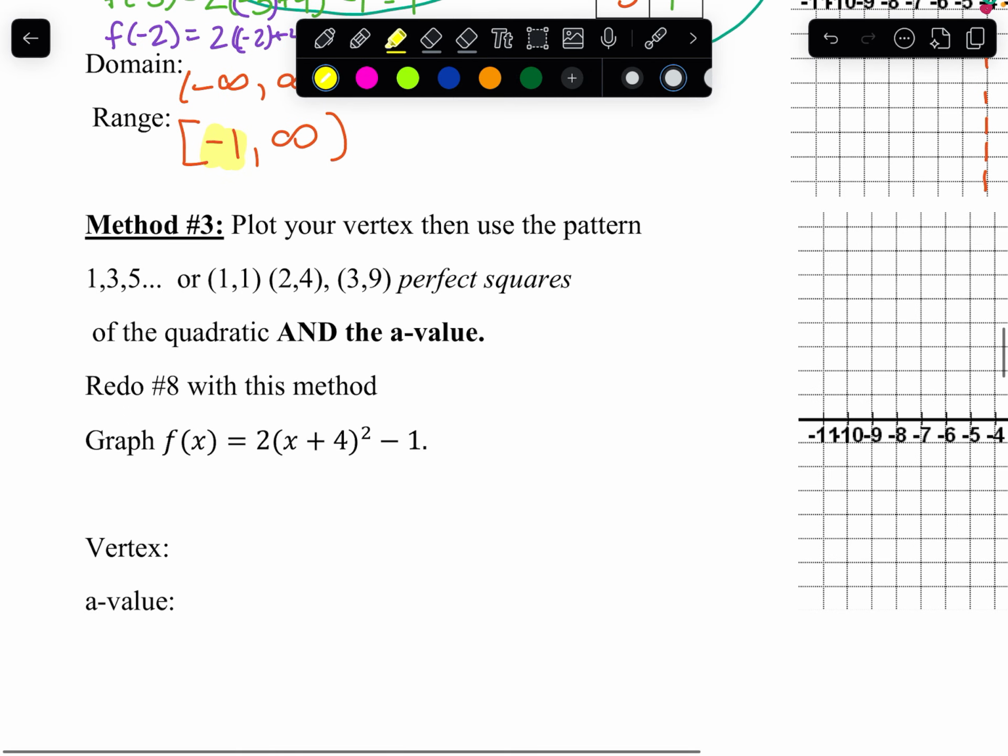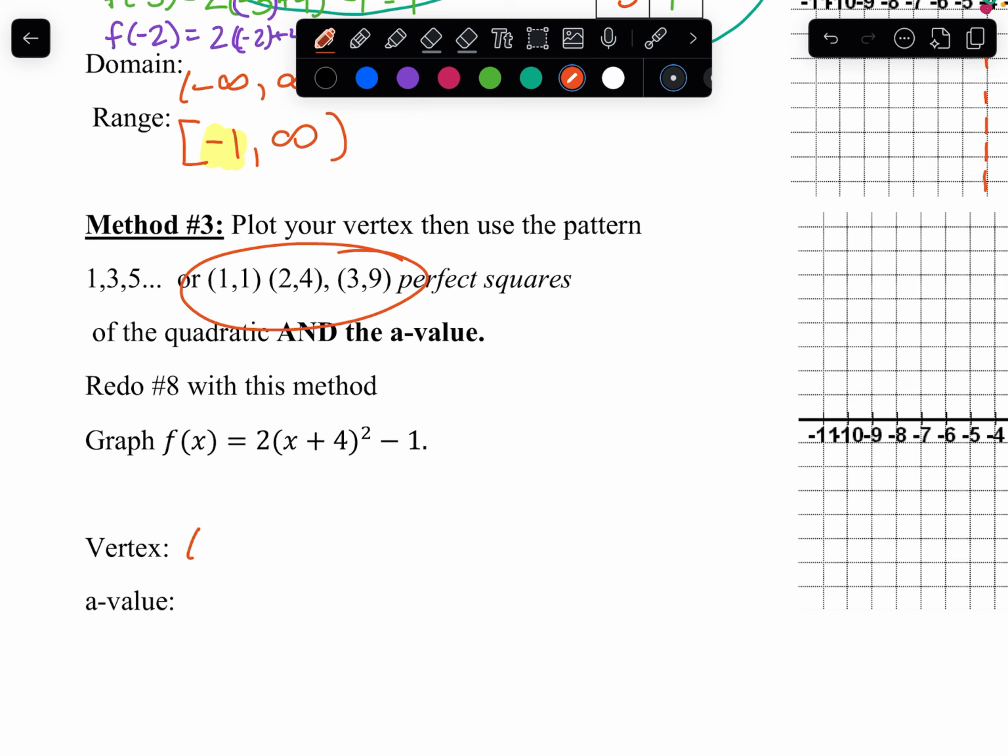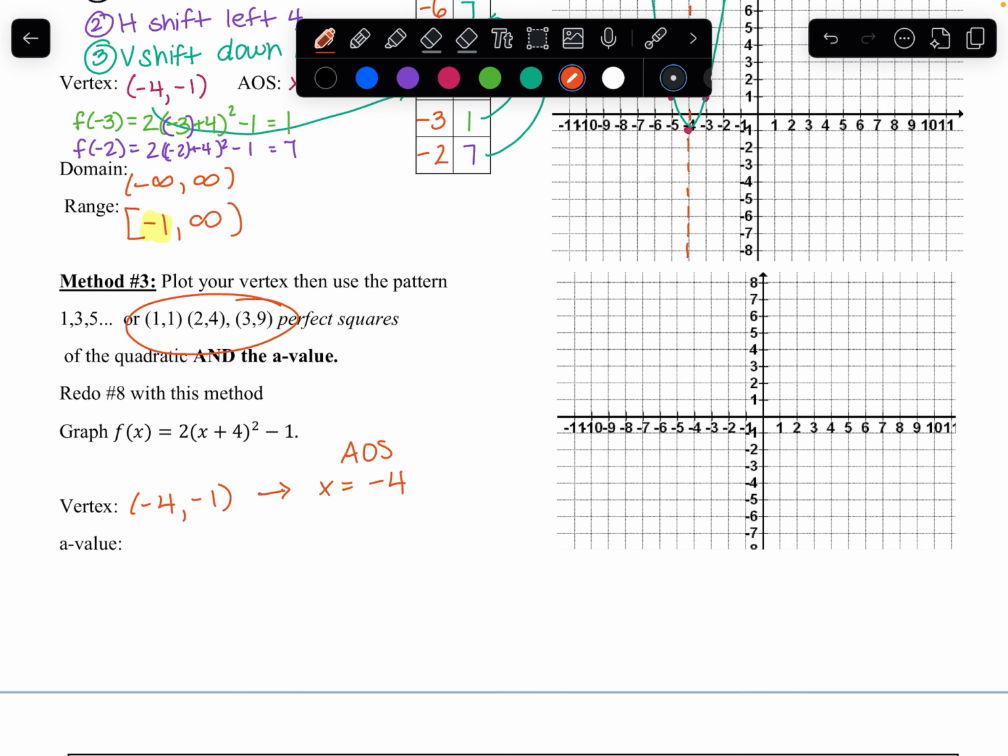This is where all you have to do, identify your vertex, and then take your perfect squares and multiply by your a value. So our vertex, we're going to do this with the one above, is negative 4 comma negative 1. This means our axis of symmetry is x equals negative 4. So let's graph that real quick. Negative 4, negative 1, and our axis of symmetry.